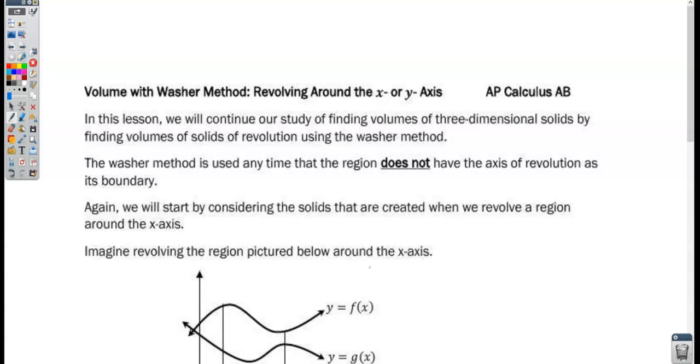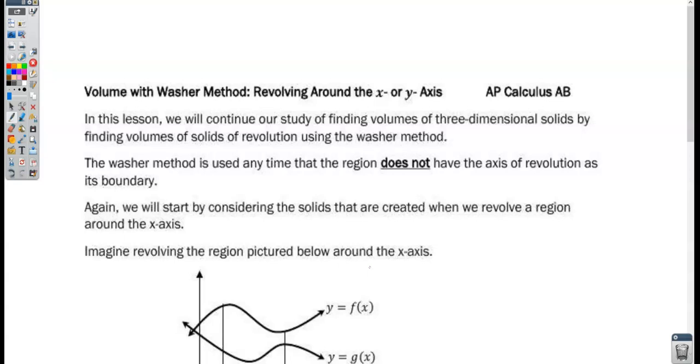In this video, we are going to talk about information from section 8.11 from AP Calculus, volume with the Washer method, revolving around the x or y axis. We've already learned how to find volume using the disk method, and the Washer method is very similar to the disk method in its core.